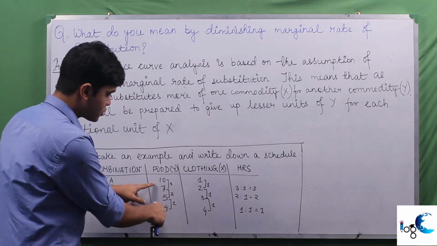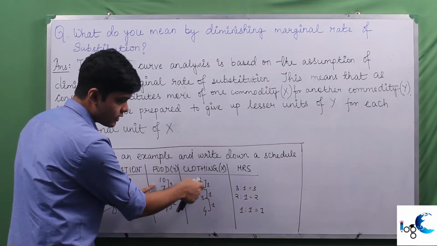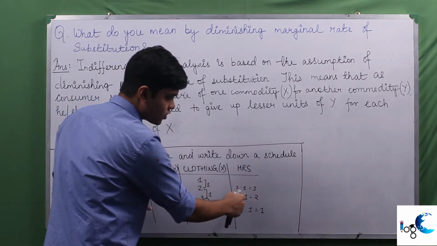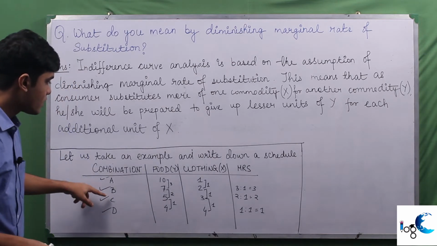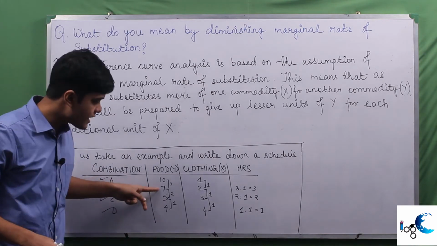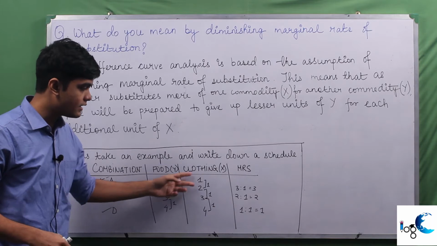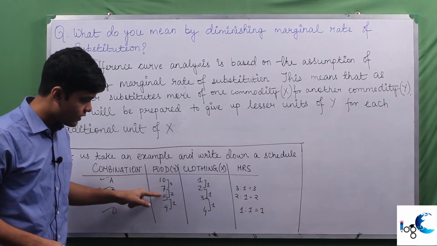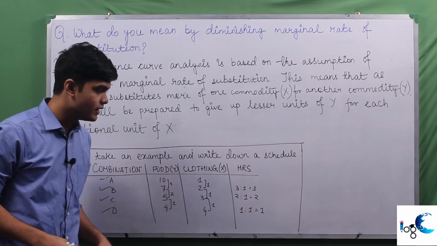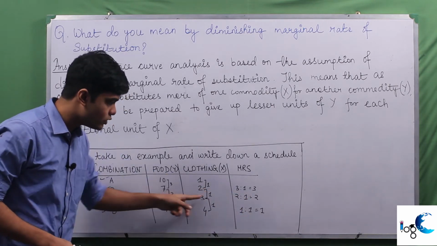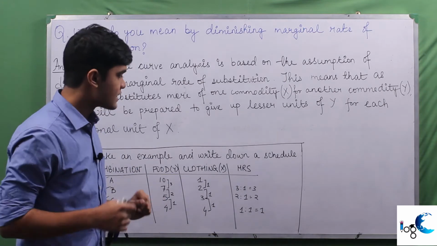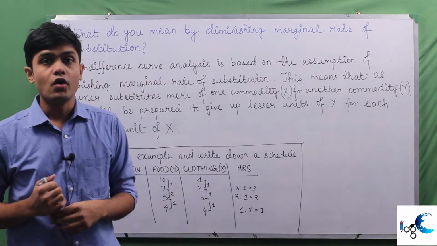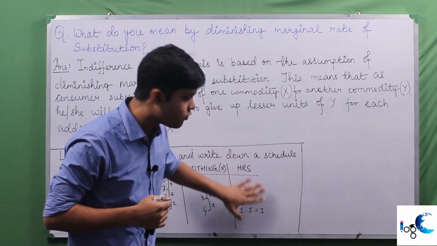So, the marginal rate of substitution is nothing but the difference between these two and the difference between these two. The difference between 10 and 7 is 3, and between 2 and 1 is 1. So, 3:1, that is 3. Now, when you come to combination C, we are again giving up 2 units of food and getting 2 units of clothing. So, the difference between 7 and 5 is 2, and between 3 and 2 is 1. So, the marginal rate of substitution is 2:1, that is 2. So, what is happening here is diminishing marginal rate of substitution. That means the marginal rate of substitution is falling.